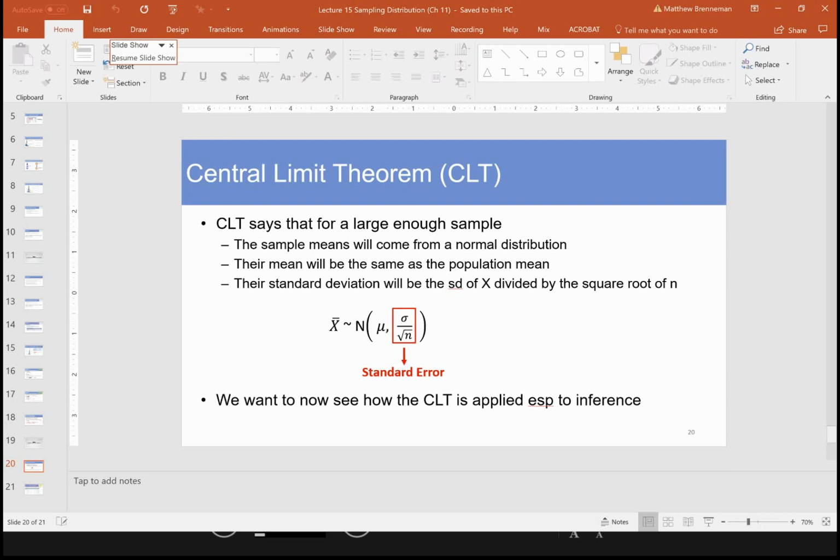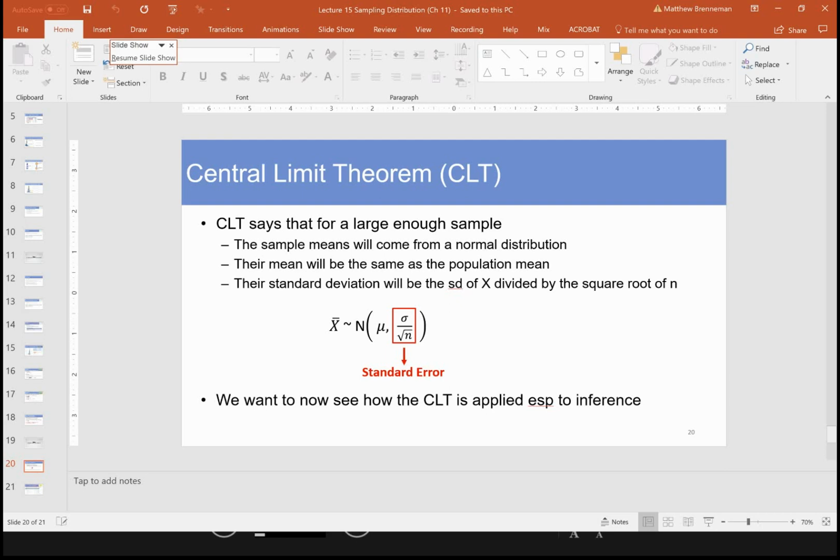One thing I'm going to say really quick. Some of the problems on the homework call this the standard error. That's not correct. That isn't the standard error. When they're talking about the standard error, they're referring to this, but technically it's not correct, okay? So just so you know.